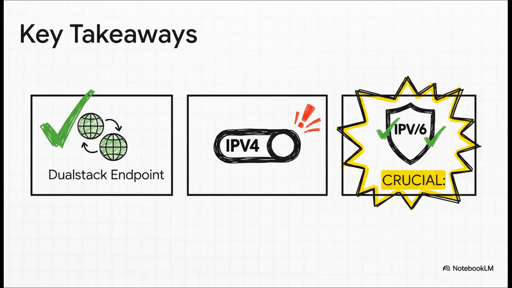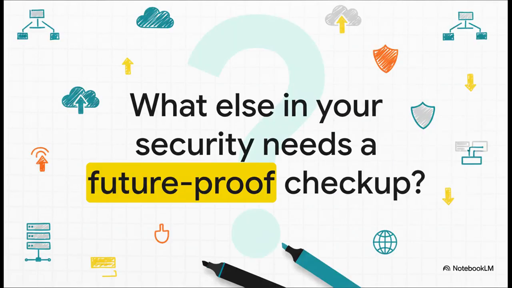Okay, so let's just quickly recap the big takeaways here. First, use dual-stack endpoints. It's the best way to future-proof your API for both IPv4 and IPv6. Second, always remember that if you do nothing, you get IPv4 by default. And third, and this is the most critical one, when you make that switch to dual-stack, you have to go check and update your IAM policies to include IPv6 ranges. If you don't, you're going to end up locking people out. And that's pretty much it. Future-proofing your API Gateway is a fantastic first step. But it kind of leaves you with a bigger question, right? What other parts of your cloud security, from firewall rules to database access, were built with an old IPv4-only mindset and might be due for a modern checkup? Something to think about. Thanks for watching.